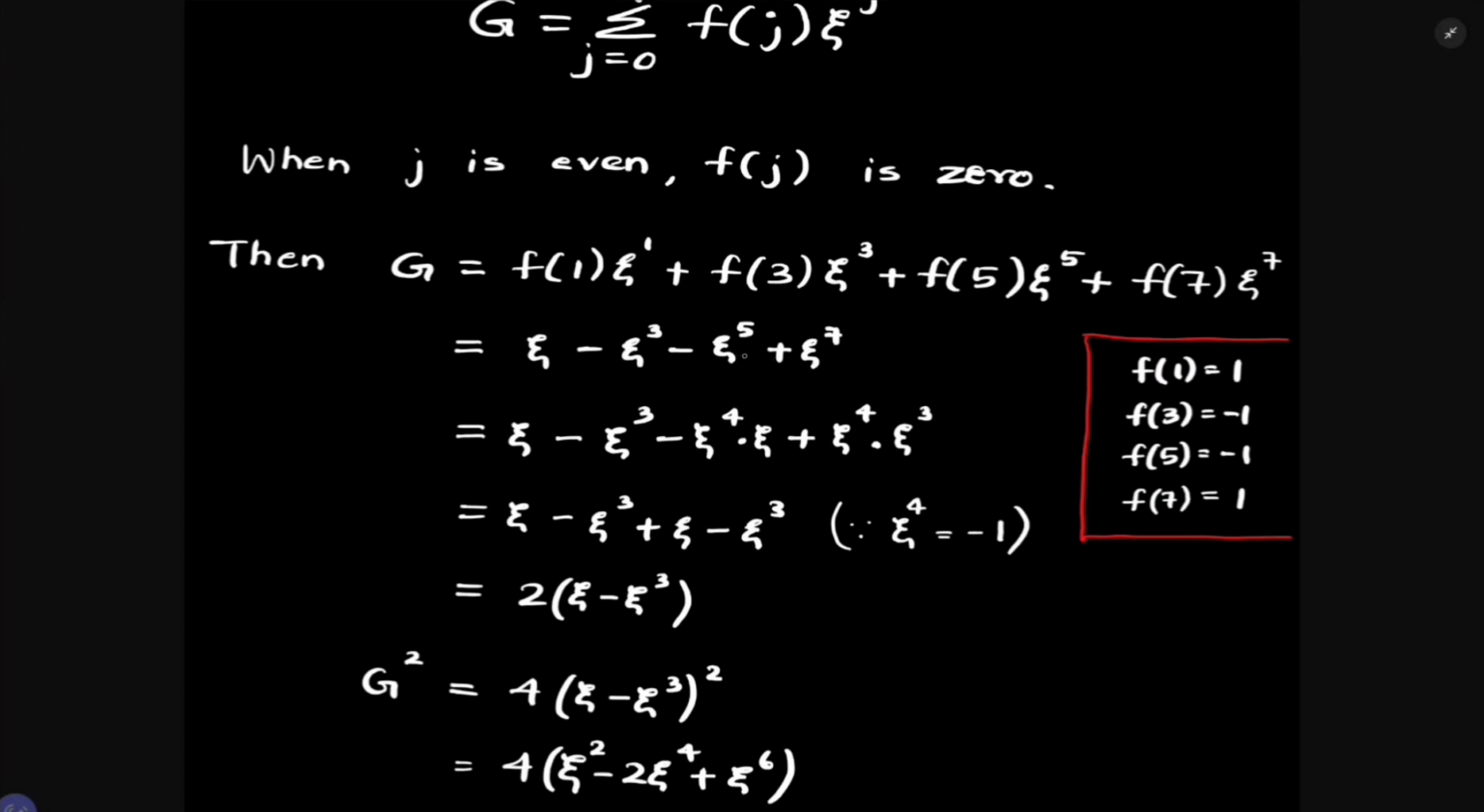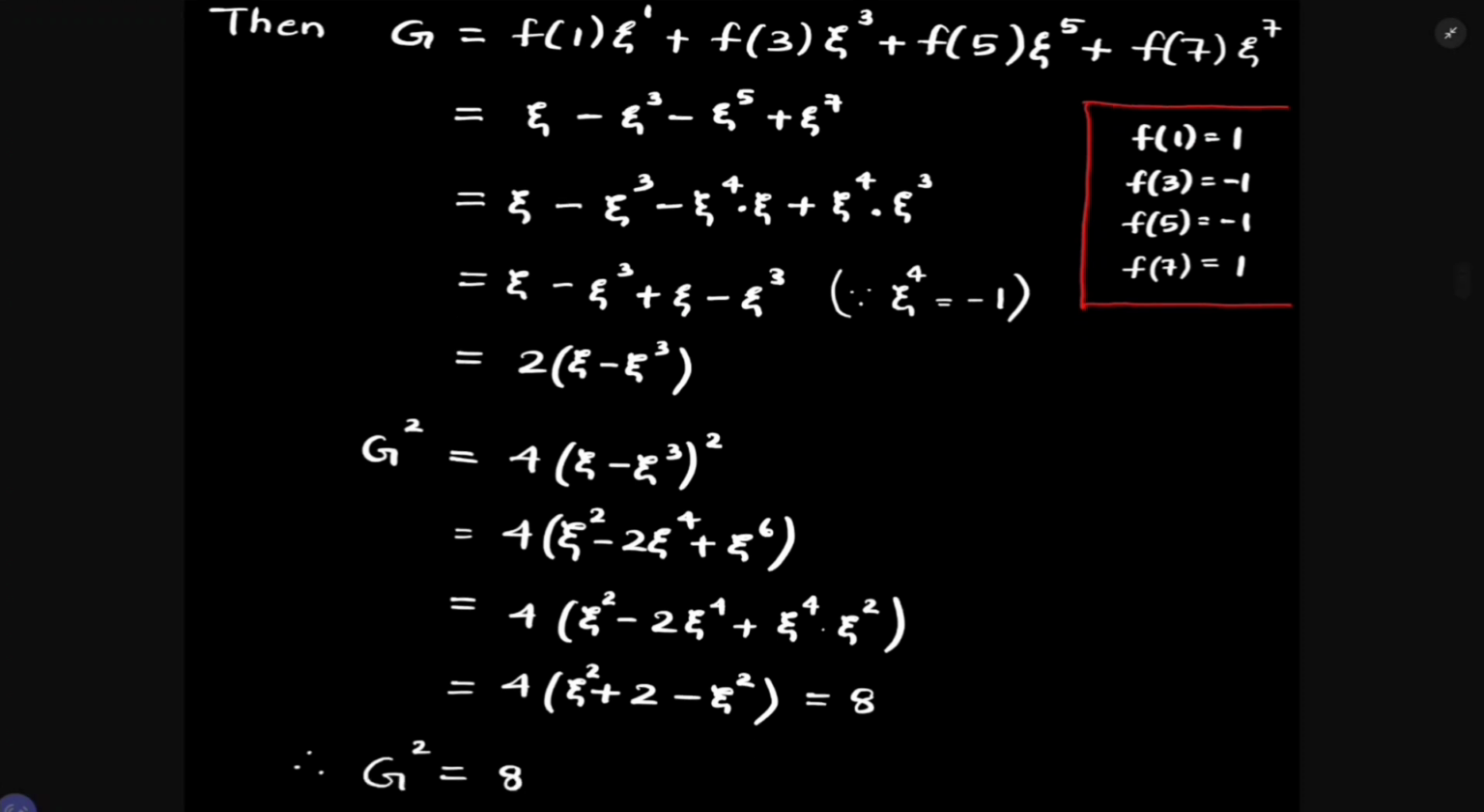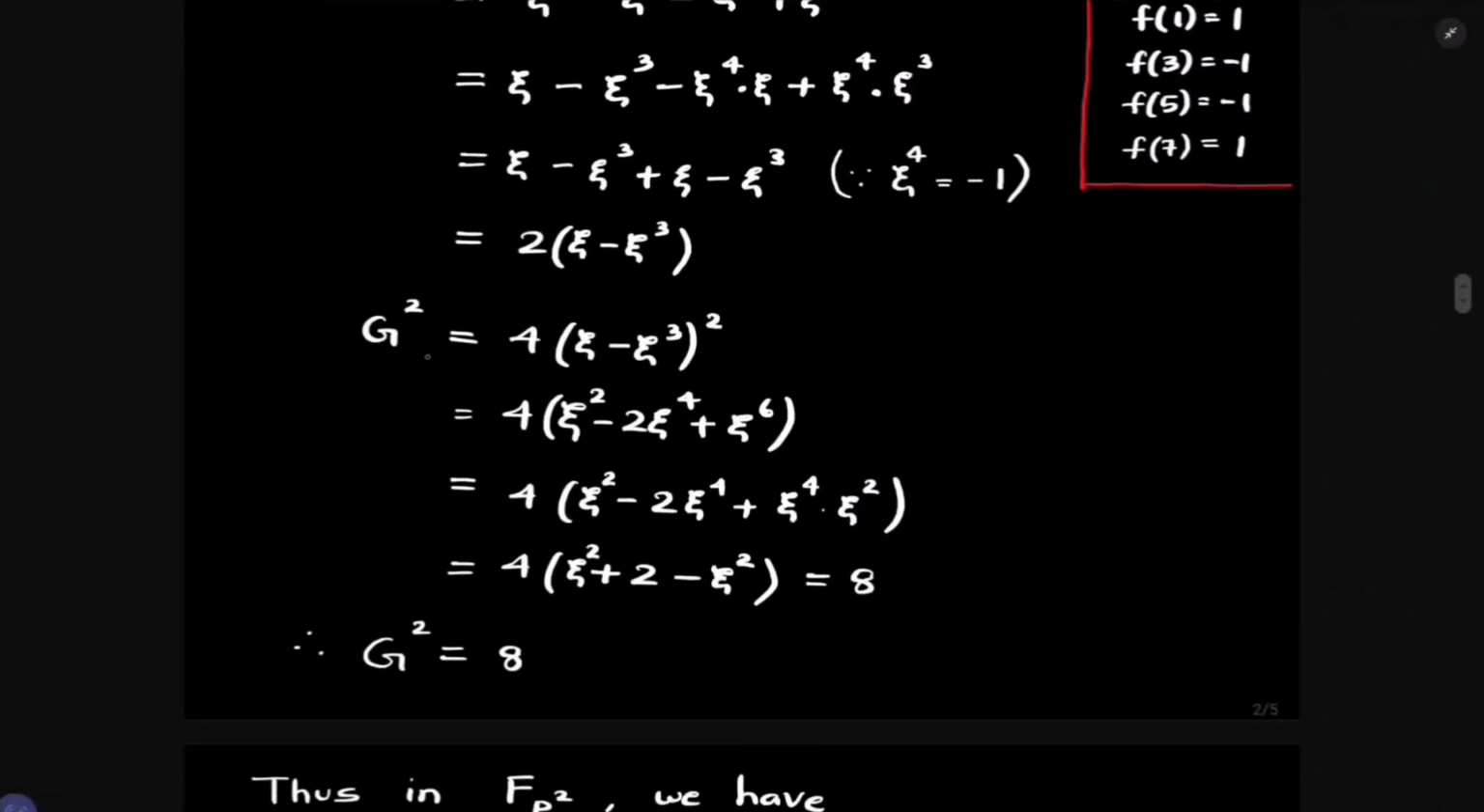Now we can write ξ^5 as ξ^4 times ξ, and ξ^7 as ξ^4 times ξ³. We know that the value of ξ^4 is -1. So in the next step, we get G equals ξ - ξ³ + ξ - ξ³, that is 2 times (ξ - ξ³). Now we are going to find G². G² equals 4 times (ξ - ξ³)². That is equal to 4 times (ξ² - 2ξ^4 + ξ^6).